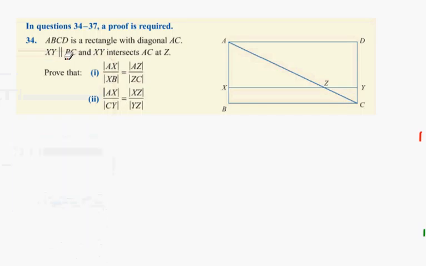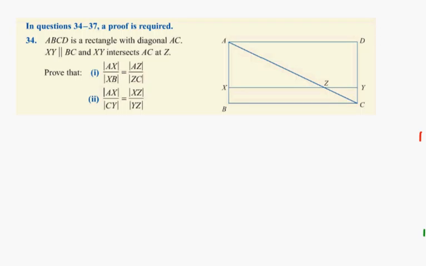So, ABCD is a rectangle with diagonal AC. XY is parallel to BC, and XY intersects AZ at Z, as shown in the diagram. Prove that AX equals XB.